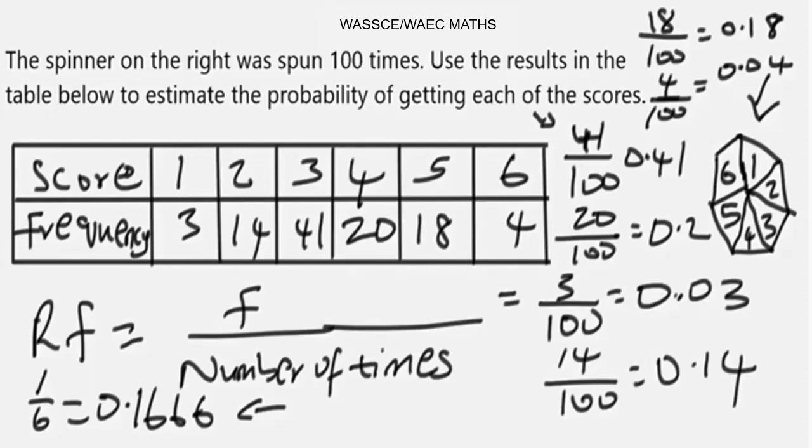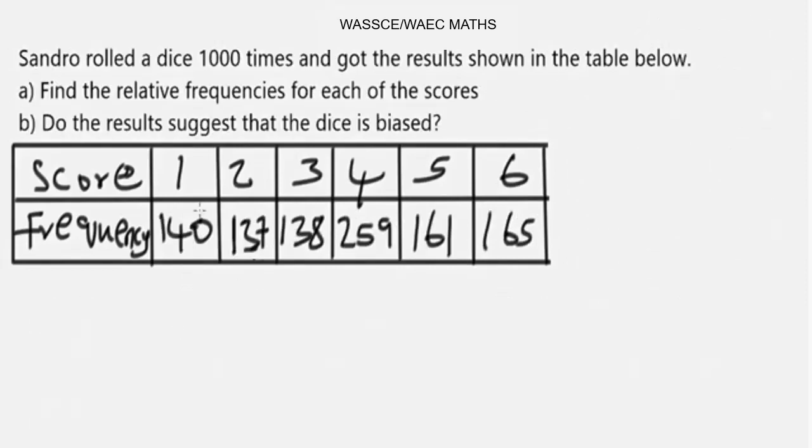Okay guys, now look at this math practice question on this probability experiment. The question says Sandro rolled a dice 1000 times and got the results shown in the table below. Find the relative frequencies for each of the scores. Do the results suggest that the die is biased? So feel free to pause this video and see if you can attempt it. Okay, let's do it together.